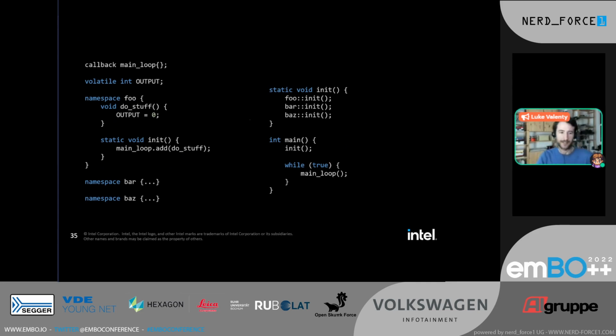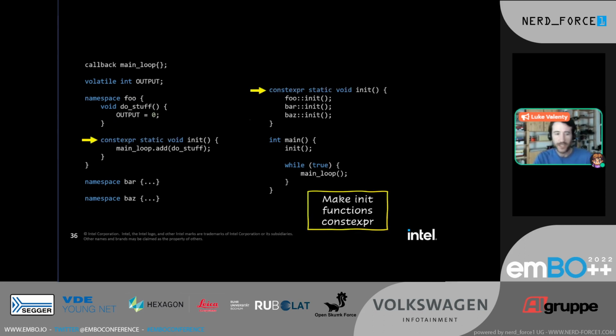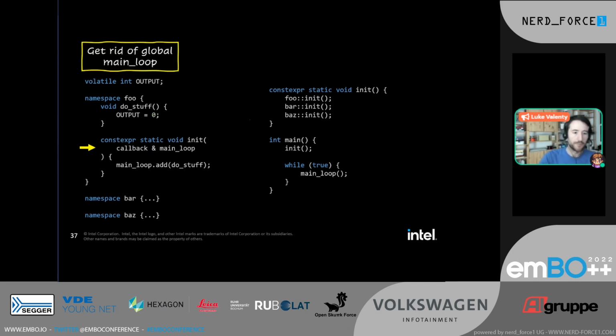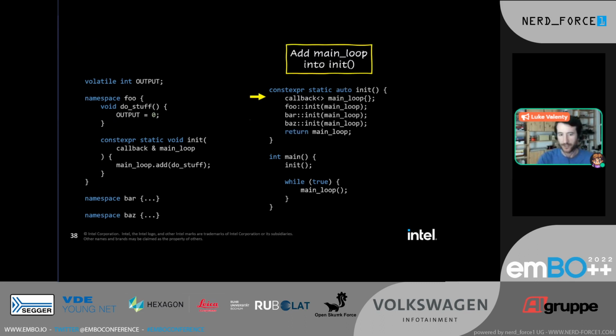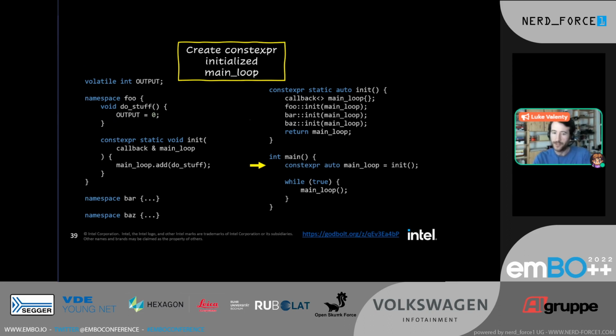So how can we fix this? How can we eliminate this runtime overhead? Well, as the name of the talk suggests, we can make it constexpr. So let's take our initialization functions and make them constexpr. And then we need to go and get rid of the global main loop because we need to put that into the main initialization function. We can't modify global variables in constexpr context, so we have to pass it in on the function to get that done. And then when we call the init function, it's going to create a local version of the main loop. And that's definitely initialized at compile time.